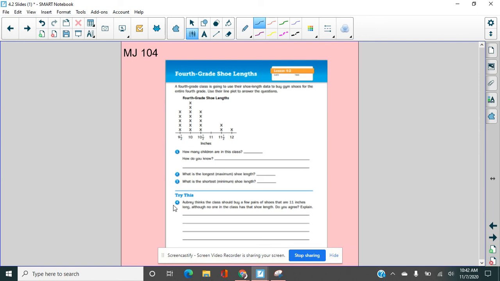You're going to have to use your thinking brain. Imagine you were really this group of kids. Would you buy some that were 11? Why or why not?